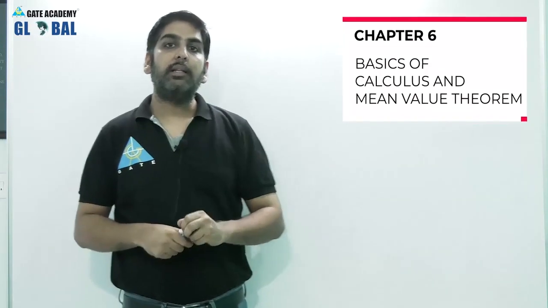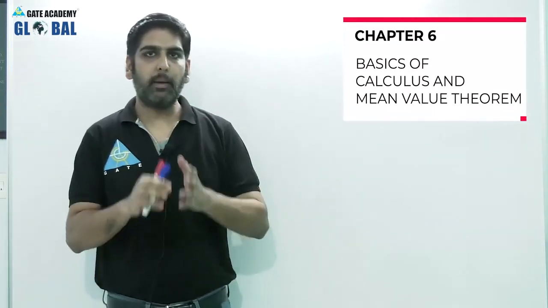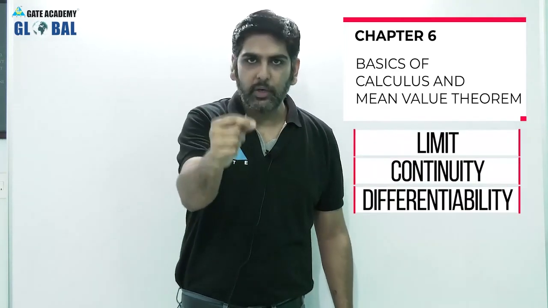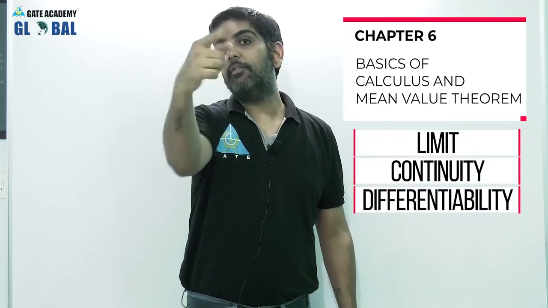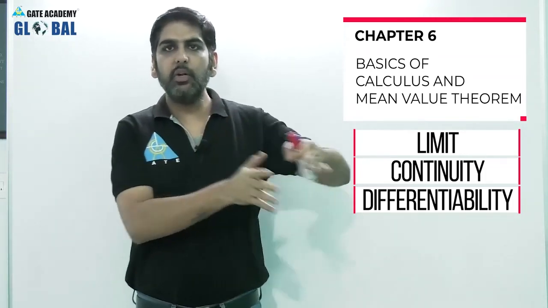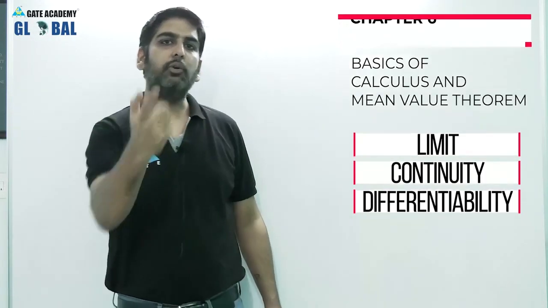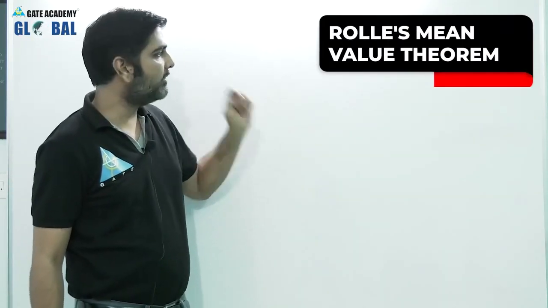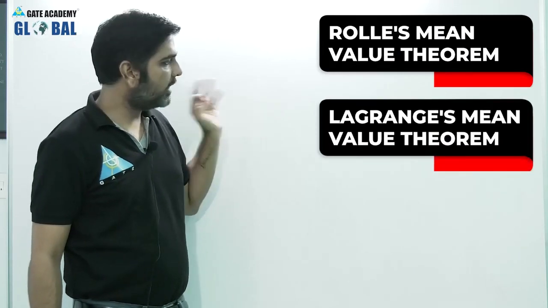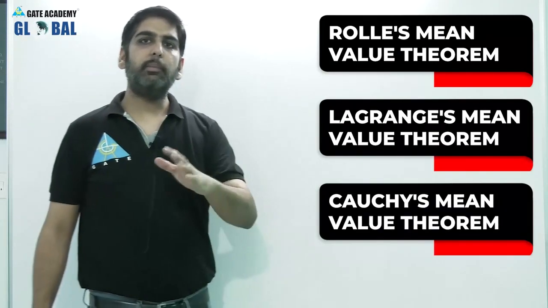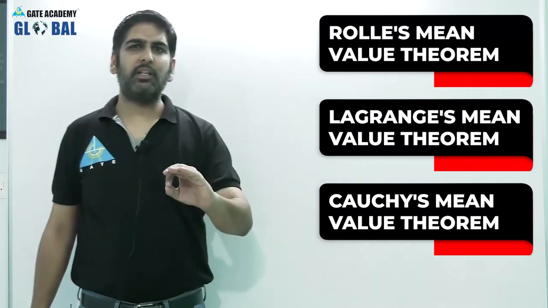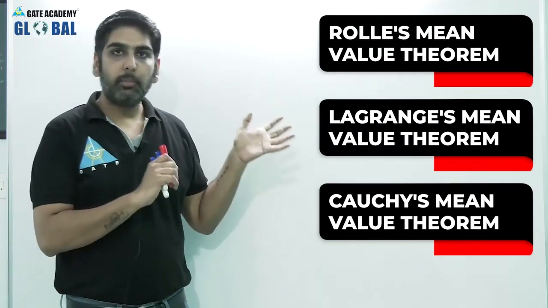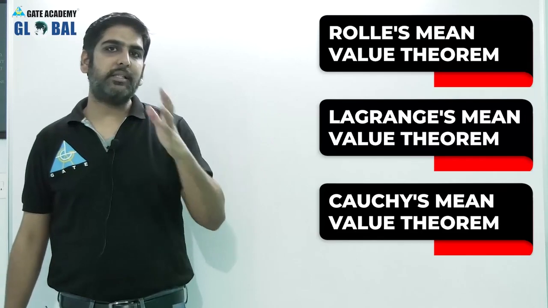This is nothing but what? The basics of calculus and the mean value theorem. In the basics of calculus, my dear students, I'll be dealing with the limit part, continuity, and differentiability, right? And after limit, continuity and differentiability, we'll start the theorems. We have 3 theorems in the mean value theorem: Rolle's mean value theorem, Lagrange's mean value theorem, and the third is Cauchy's mean value theorem. So we'll be dealing with 3 mean value theorems, which are simple statements, and we'll be dealing with them in geometric form and relating them to maxima and minima, dear students.